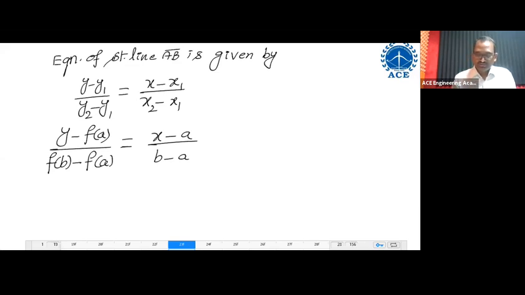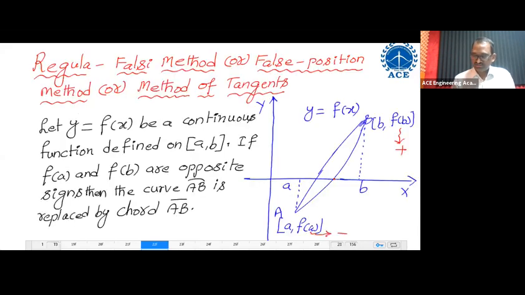Now you observe this straight line touching the x-axis. Look here, this straight line touches the x-axis at this point. The point where the straight line touches the x-axis will be your first approximation. So let this point be x1. On the x-axis, y-coordinate is 0. The straight line where it crosses the x-axis will be your first approximation. Let it be x1.